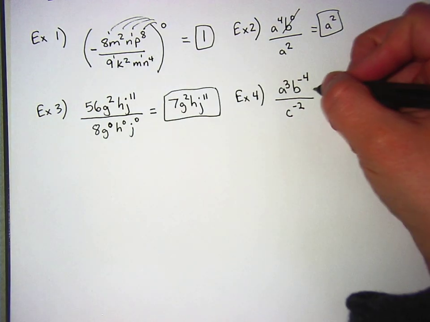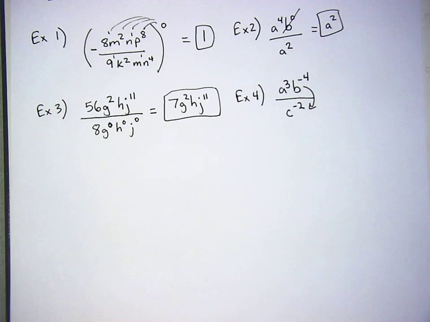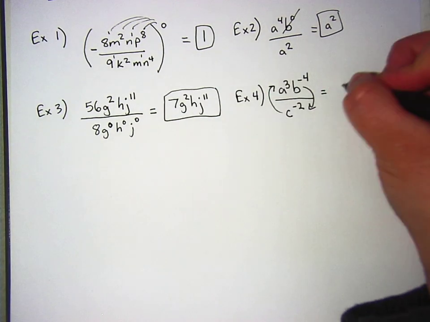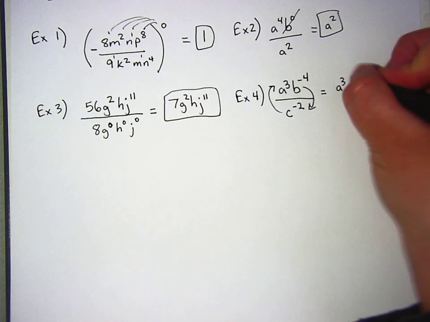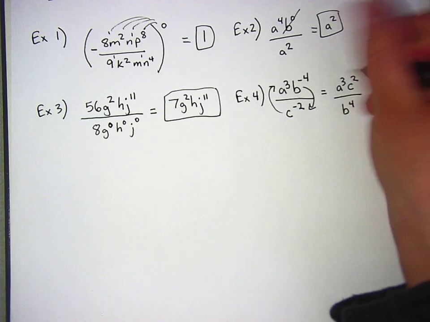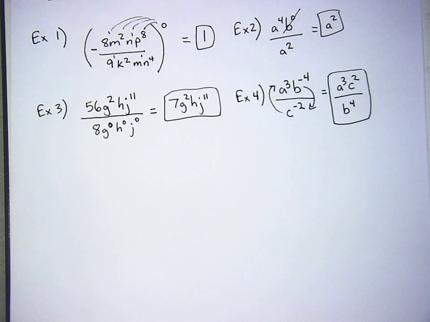So I'm going to draw some arrows. Look up. This b is going to go down here. What else moves? The c is going to go to the top. Is the a going to move? No. So I'm going to do it like this. All right. So I get a to the 3rd stays. C squared is now on top, and b to the 4th is on the bottom. And notice that once I move them, the negative powers go away. That's the answer.